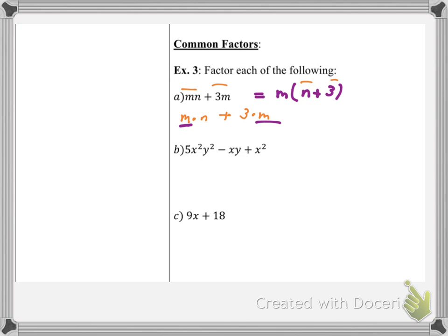But here's our answer. M times the quantity n plus 3. It's now factored because it's something times something. And off to the side, we can check to make sure we factored it correctly by using the distributive property. And it's going to be mn plus 3m, which is the original problem. So we factored that correctly.